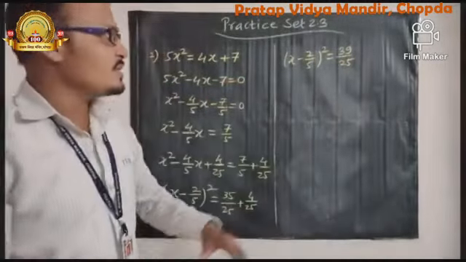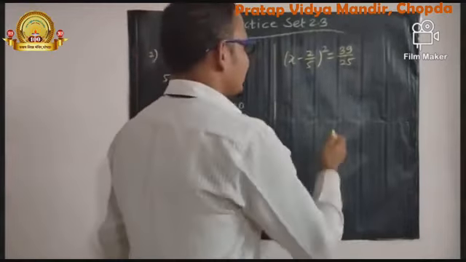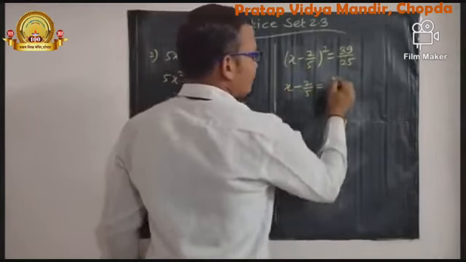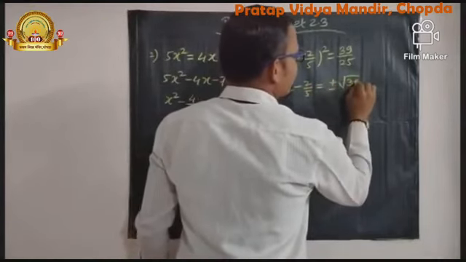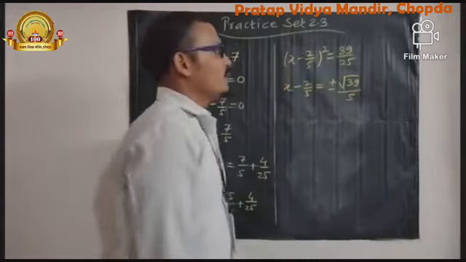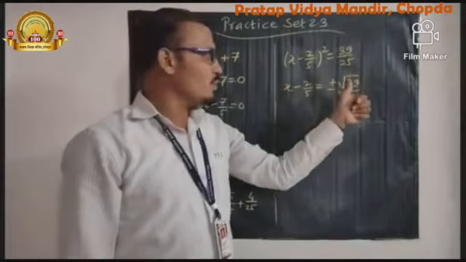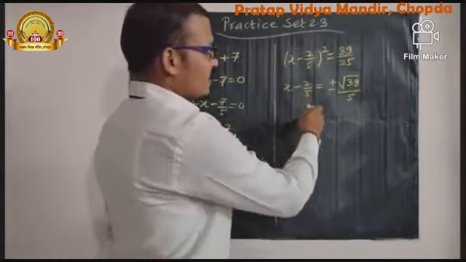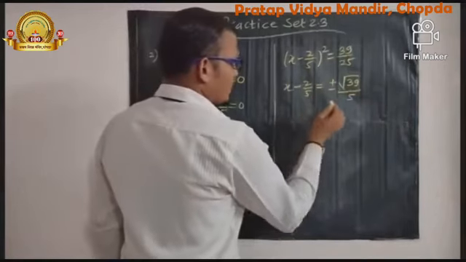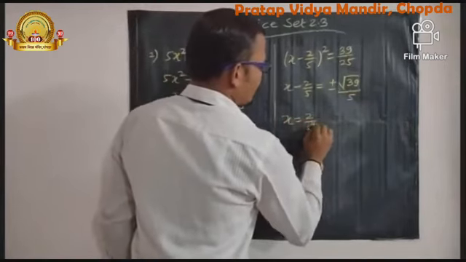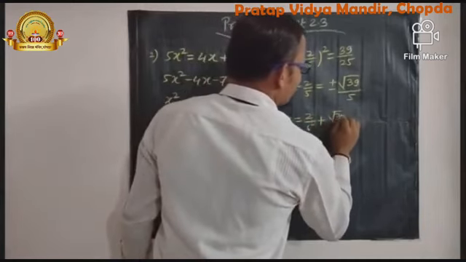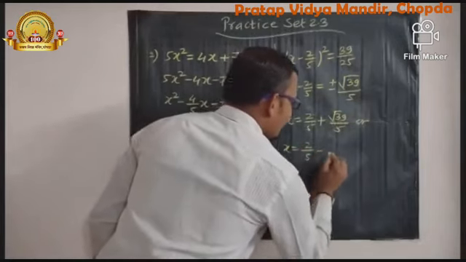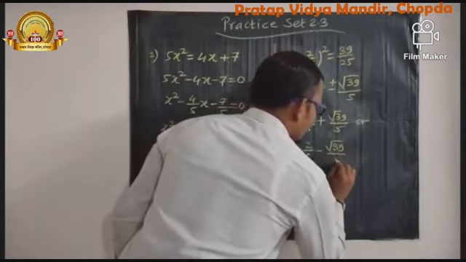So we get (x - 2/5)² is equal to 35 + 4, 39/25. And our last step is by taking square root on both sides. So by taking square root on both sides, we get x - 2/5 is equal to plus or minus √39/5. Since 39 is not a perfect square, we can write the square root of 39 as √39. Now shift this minus 2/5 towards RHS. So we get the two solutions. x is equal to 2/5 + √39/5, or x is equal to 2/5 - √39/5.